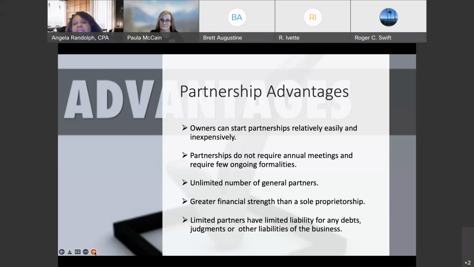Limited partners have limited liability for any debts, judgments, or other liabilities of the business. So you can opt to be a limited partner so that you can limit your exposure to any debts or judgments or liabilities of the business or from the acts of other partners as well.